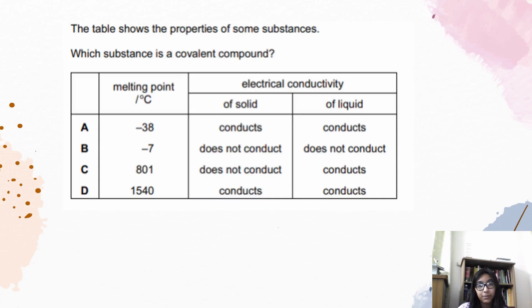The table shows the properties of substances. Which substance is a covalent compound? First of all, a covalent compound does not conduct electricity in any state, be it solid or liquid, whereas an ionic compound can conduct electricity when it is melted or in the liquid state. And so option B shows us the only substance that does not conduct electricity in solid nor in liquid. So option B is our answer. In this question, we do not need to focus much on the melting points. We can simply focus on the electrical conductivity to get our answer.